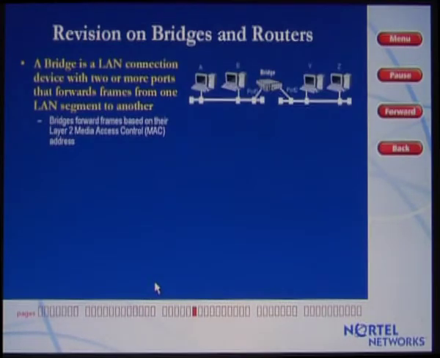A bridge is a LAN connection device with two or more ports that forwards frames from one LAN segment to another. The bridge can also offer connectivity between remote sites. Any elements connecting to one side of a bridge form a completely separate network to the elements connected to the other side of the bridge.